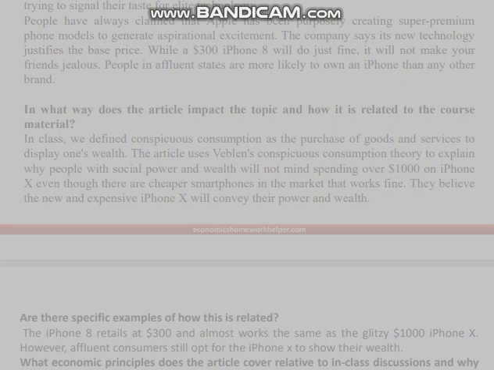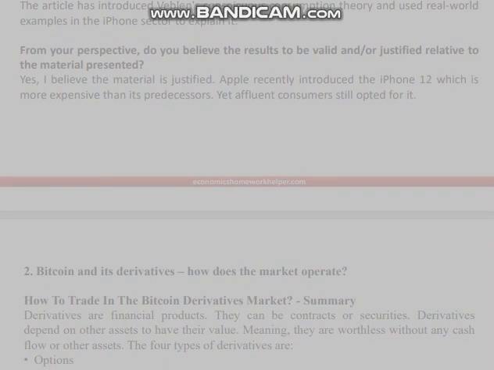How does this further your understanding of the course material? Note that you should try to choose an article that you can read and that does not have too much technical jargon in it. The article has introduced Veblen's conspicuous consumption theory and used real-world examples in the iPhone sector to explain it.